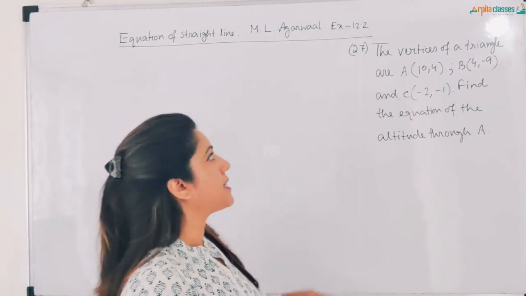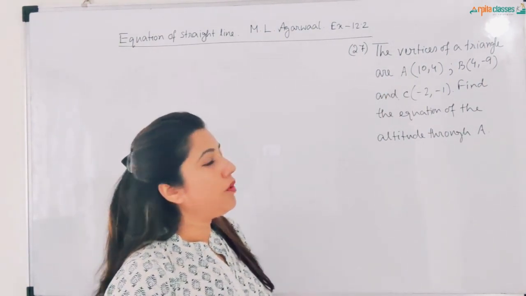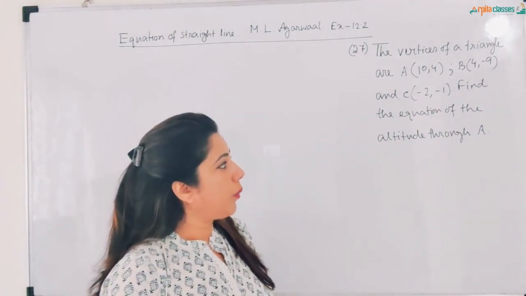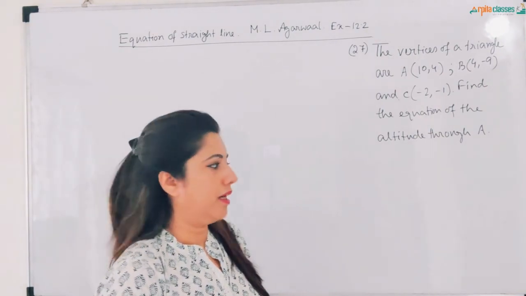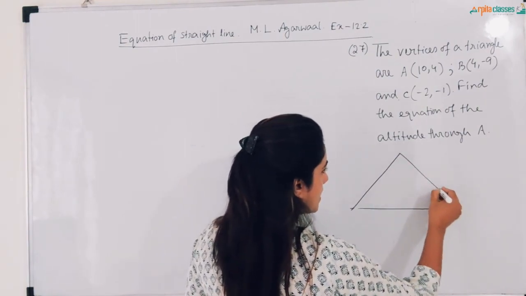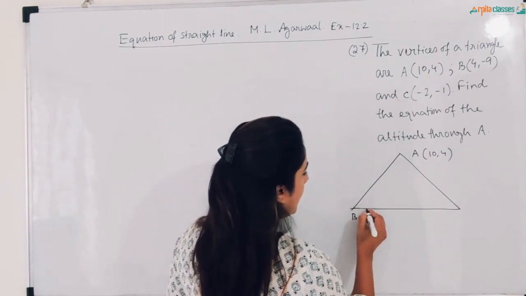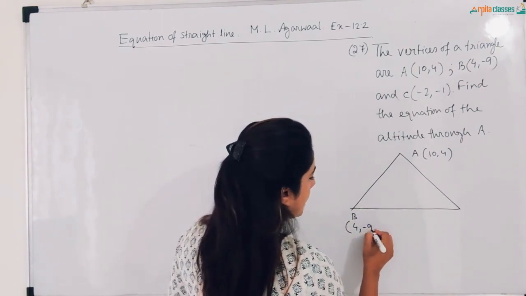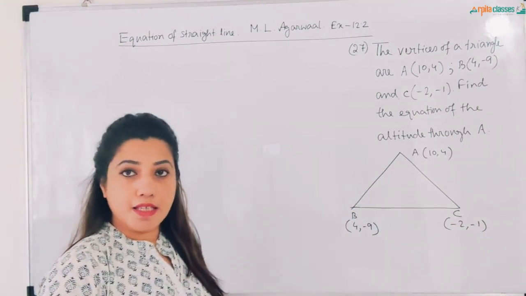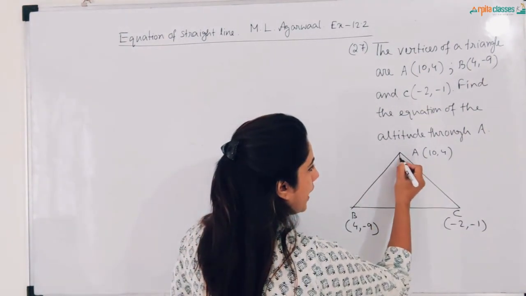Question number 27 says, the vertices of a triangle are A (10, 4), B (4, -9) and C (-2, -1). Find the equation of the altitude through A. So let us draw a rough diagram to understand what they are saying. So this is a triangle. A is (10, 4), B is (4, -9) and C is (-2, -1). This is given. You have to find out the equation of the altitude through A.